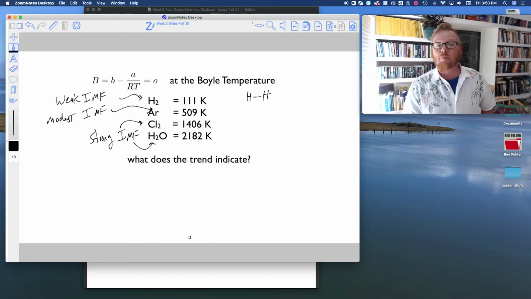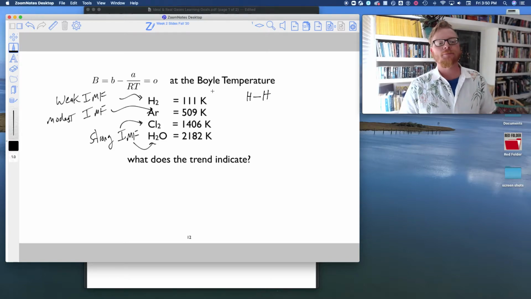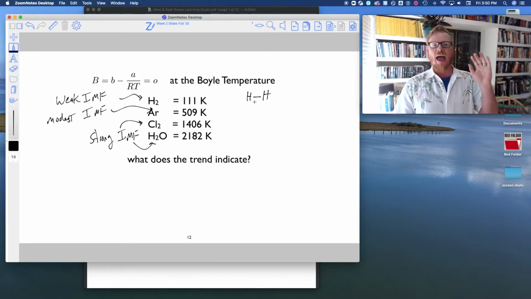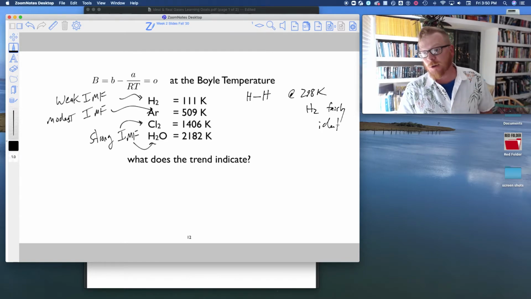So what that means is above 111 Kelvin, hydrogen is going to want to repel against itself, right? Above that 111 Kelvin, hydrogen is going to predominantly want to be repulsive, right? The proton density here is going to force other hydrogens away. That being said, we still know at 298 K, hydrogen is still fairly ideal, okay? And we're not busting its ideality completely out of the window at 298 K.